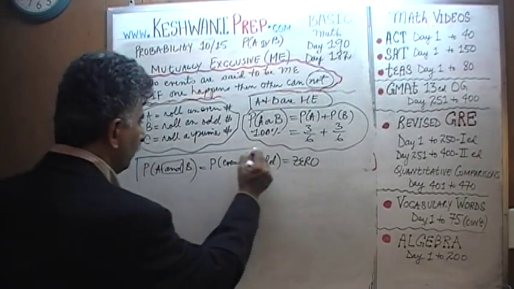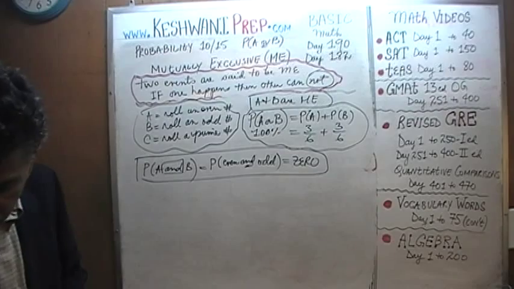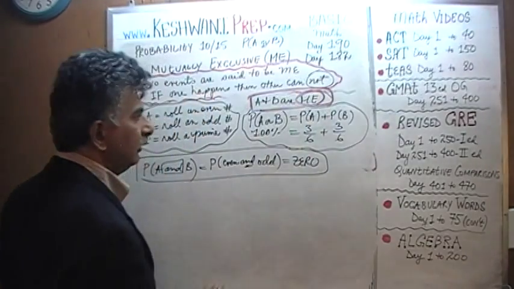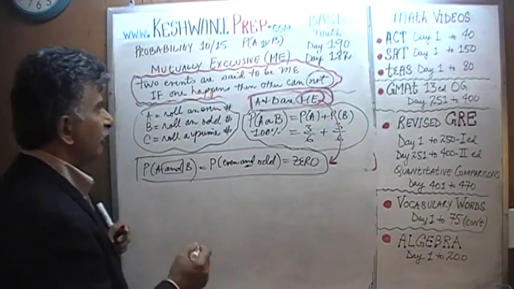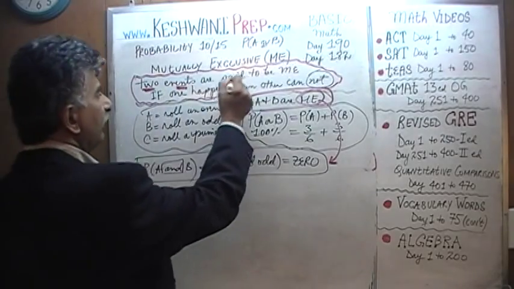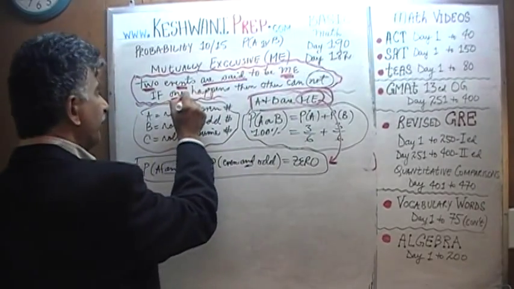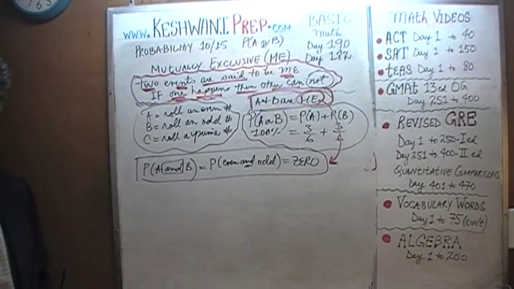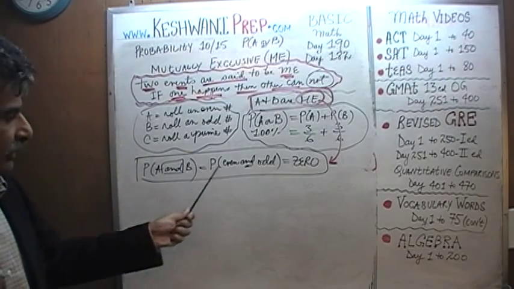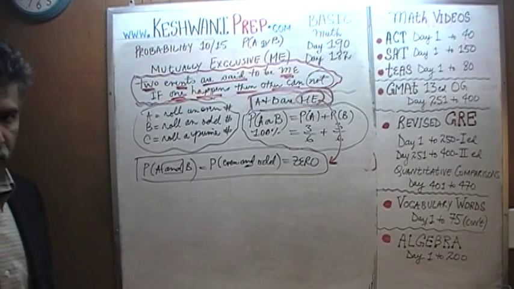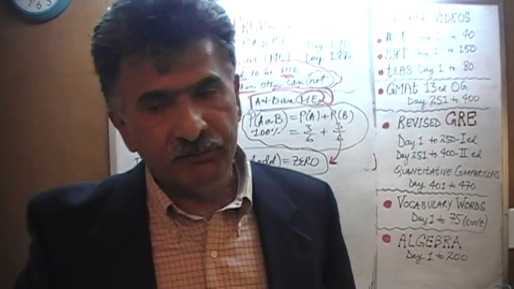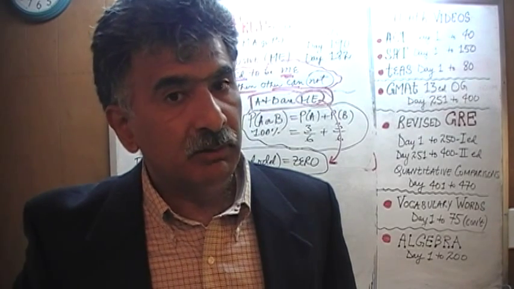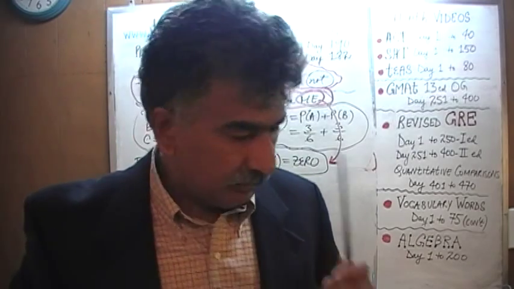This is it. It's zero. Why is it zero? Because that's what it means for the events to be mutually exclusive. Two events are said to be mutually exclusive if one happens, the other cannot happen. In other words, the odds of both of them happening is zero. What are the odds that they will both happen? The answer is not likely. It is not possible for you to roll a number that is both an even number and an odd number. Let's carry on now.